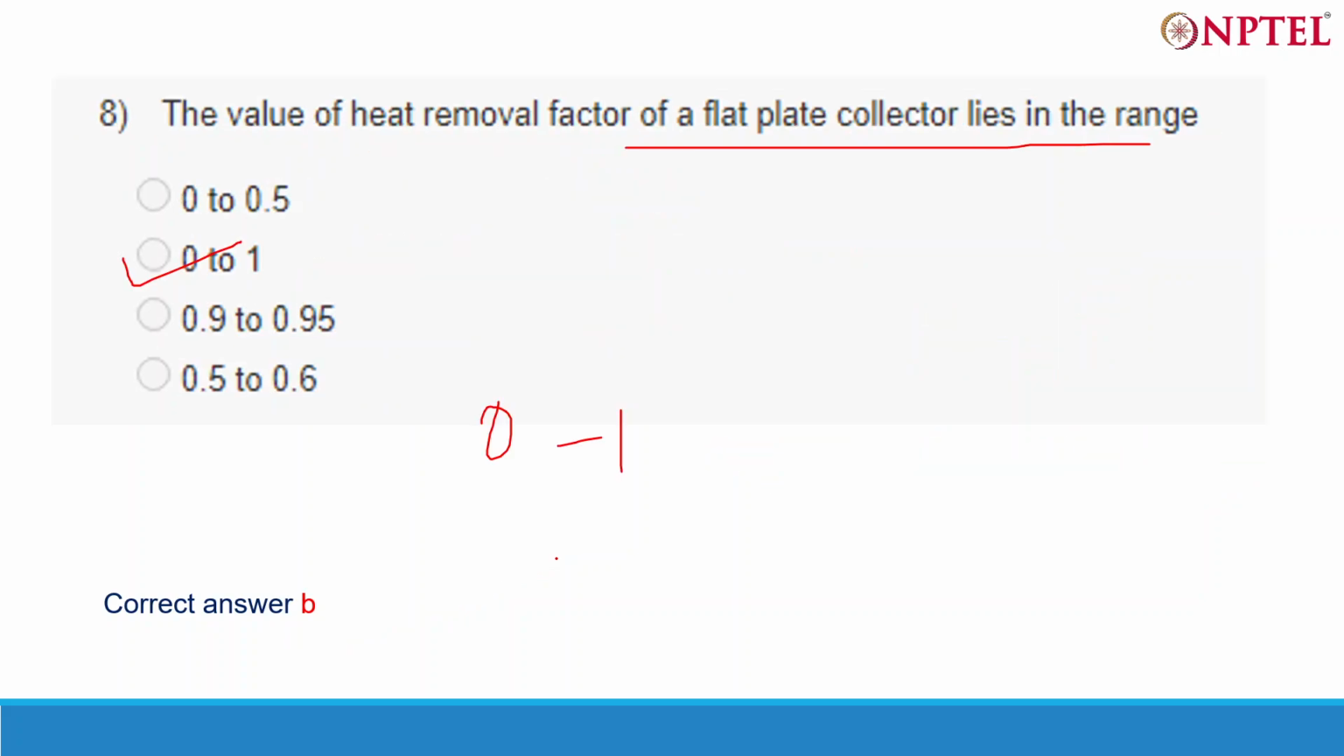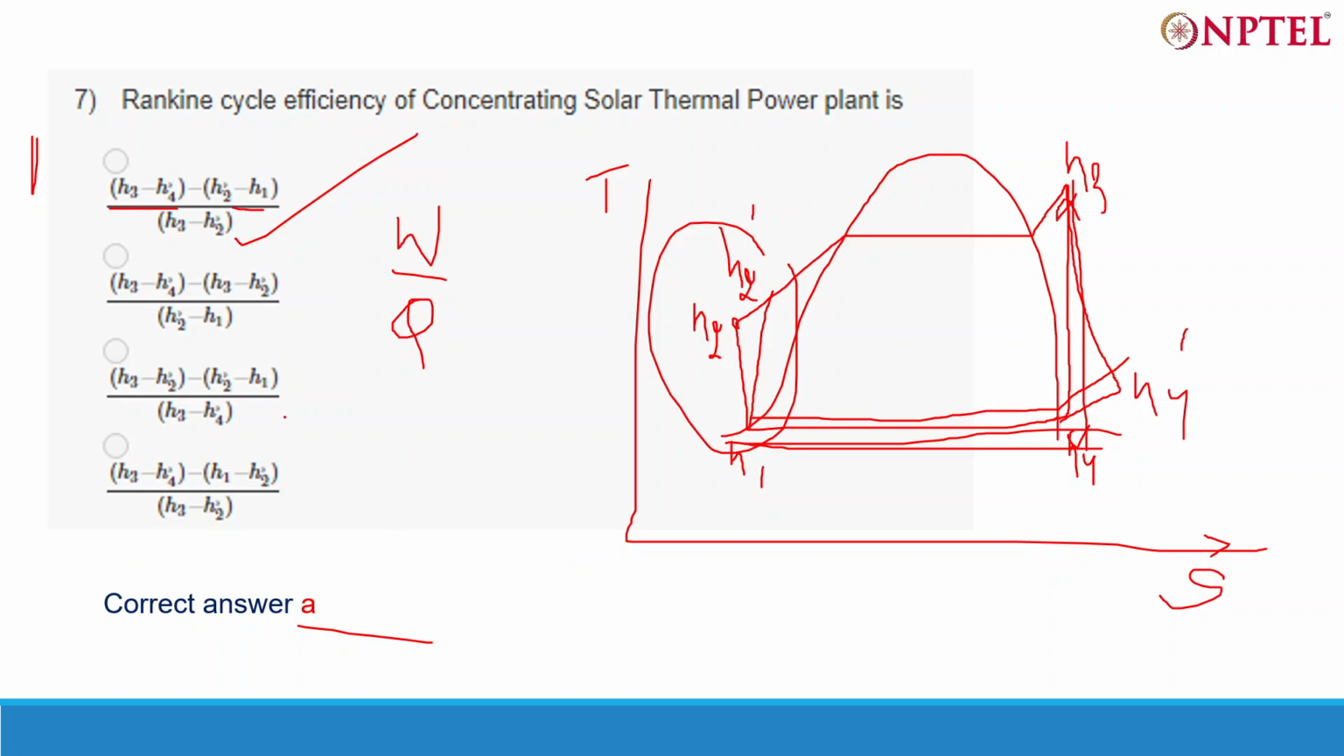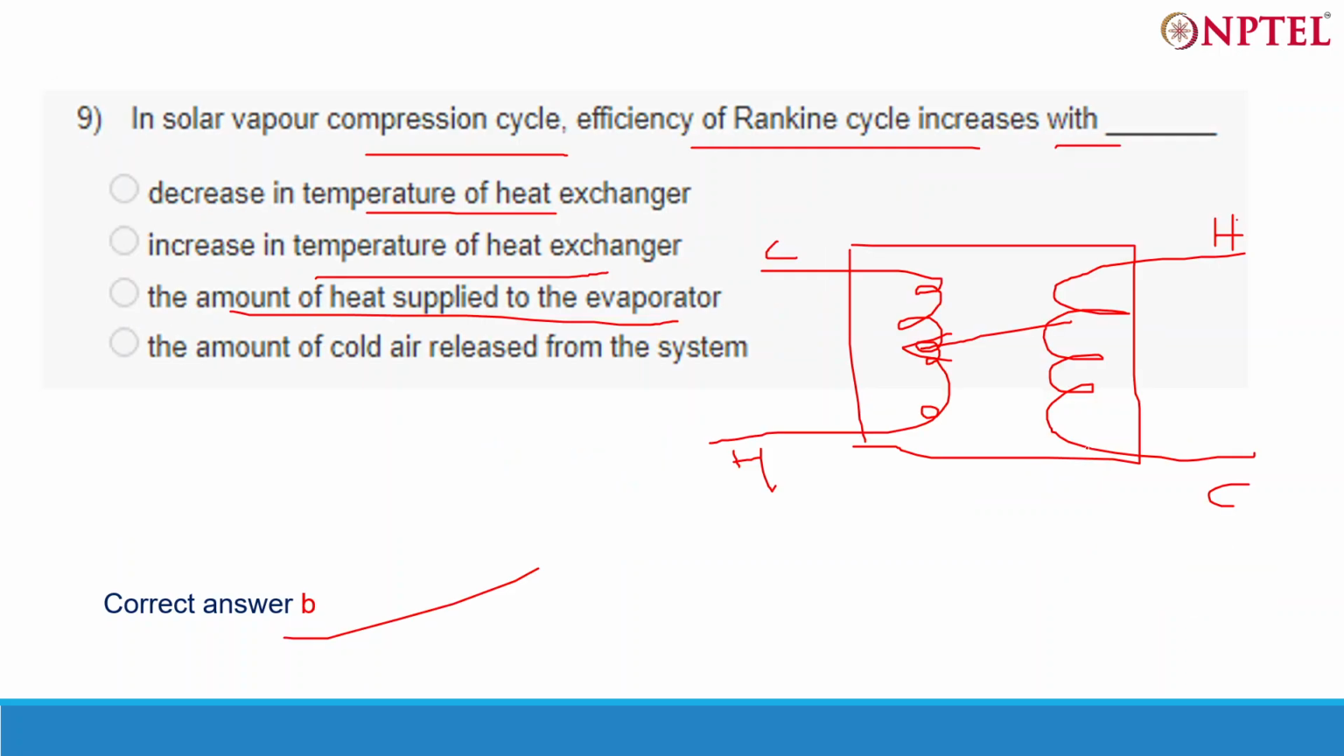But I feel if we look at it from this perspective, if we decrease the temperature of the heat exchanger in the condenser, then we can obtain much more work. So for me, if it is talking about the condenser perspective, then option A is the correct option: decrease in the temperature of heat exchanger.